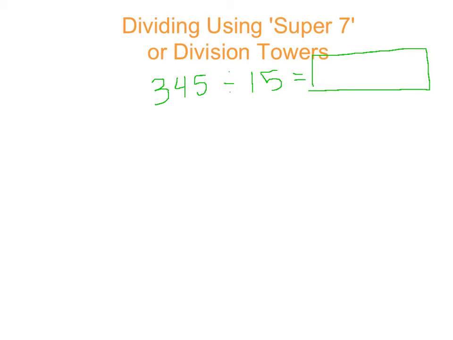Division, super 7. Okay, so we're going to draw 345 divided by 15. It looks like a traditional division problem. In the olden days. That's what I did in school. Yeah, exactly. The olden days, back when they took horses to school.